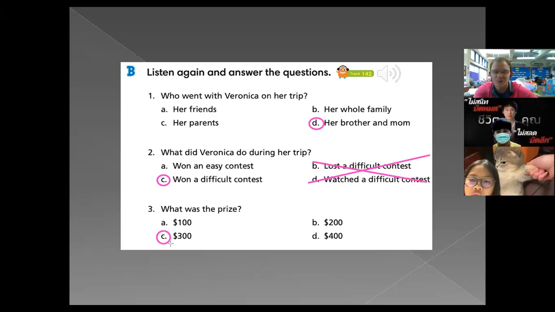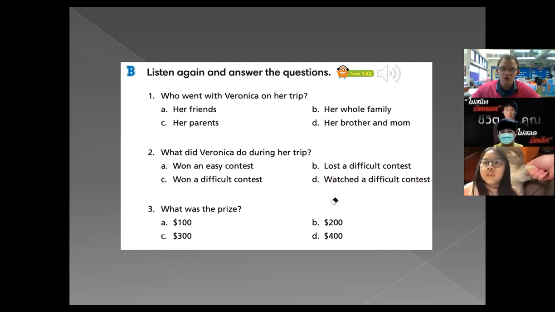See if the mathematics is working. So if they won about $300, we can say it's close to about 9,000 baht, plus minus 9,000 baht. So it's quite a lot of money that they won for climbing the highest mountain.